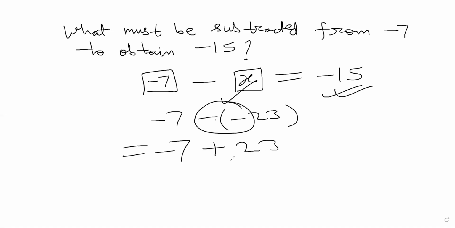Now plus 23, 20 minus 7 plus 23, or you can write it as 23 minus 7. What will it result in? 16. Yes, is that the thing that we want to get?